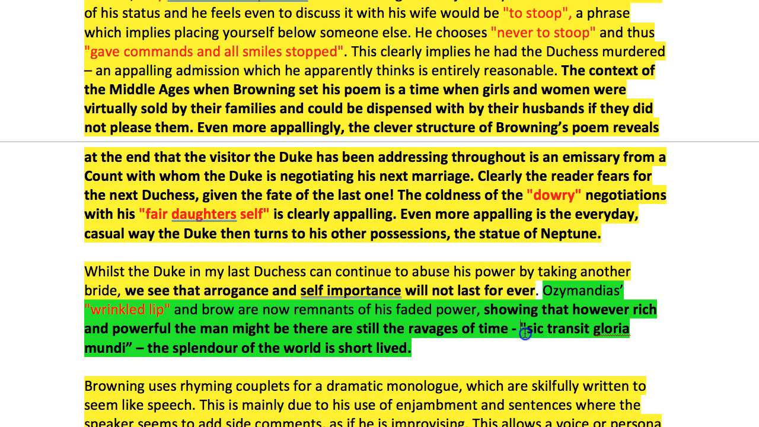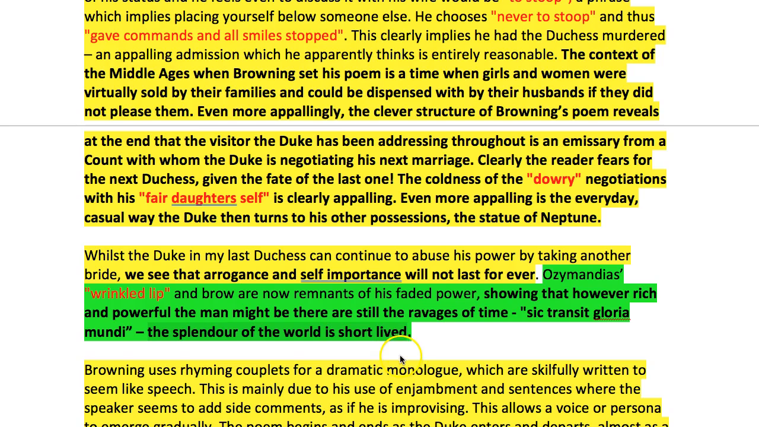And then he's given us here some wider reading. So this is a Roman proverb, sic transit gloria mundi, which he's translated for us here. The splendor of the world is short-lived. And the reason that's relevant is that readers at the time that Browning wrote, around about 1820, would have known this phrase. It would have been common, something that they all covered in their schooling.